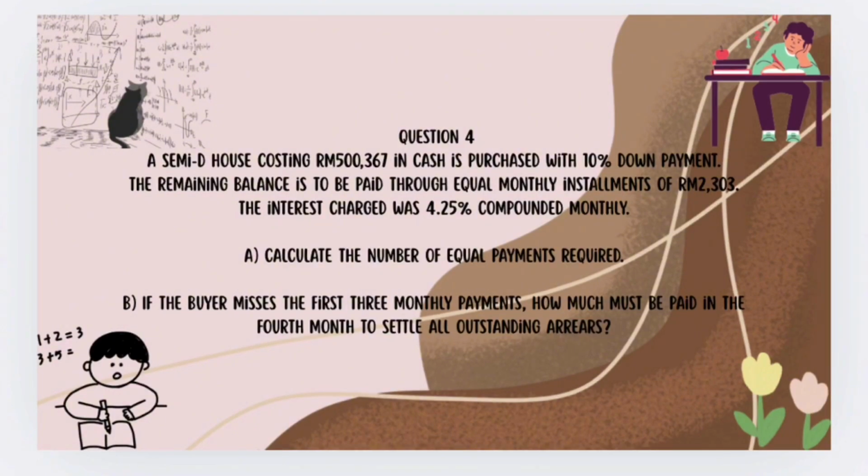Let's continue with question 4. A house costing 500,367 in cash is purchased with 10% down payment. The remaining balance is to be paid through equal monthly installments of 2,303. The interest charge was 4.25% compounded monthly. For question 4A, calculate the number of equal payments required. For question 4B, if the buyer misses the first 3 monthly payments, how much must be paid in the 4th month to settle all outstanding arrears?